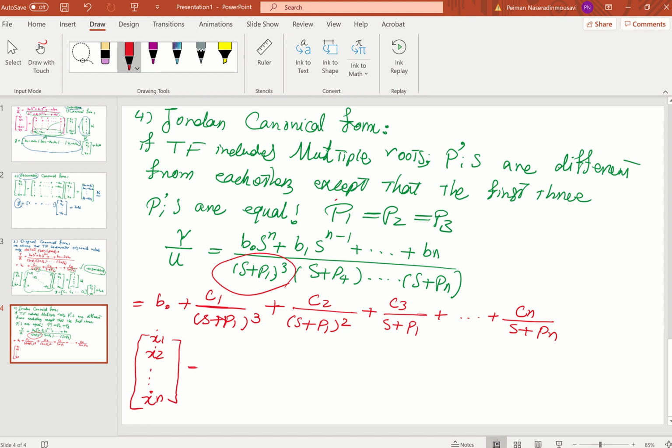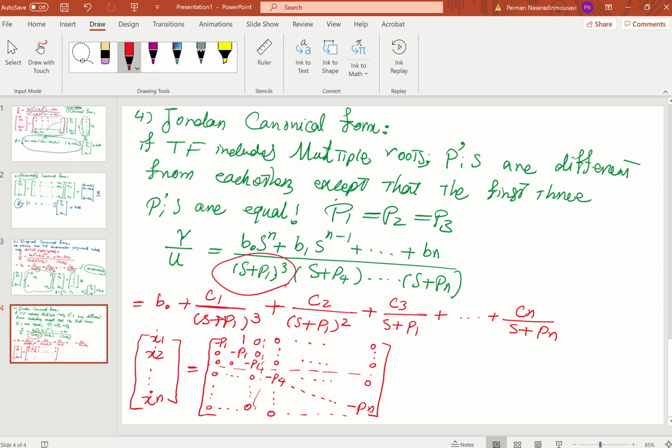So the state space representation in the Jordan canonical form, these are your state representations, is an interesting one. If you have three repeated poles, here you have minus p1, 1, 0, 0, minus p1 again, because they are repeated, they are equal, 0, 0, minus p1, and the off-block section is zeros. Here p4 starts, diagonally coming down to pn, and this is how you write your A matrix in the Jordan canonical form.